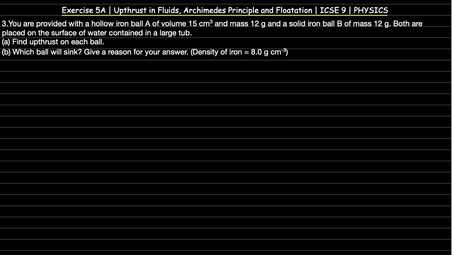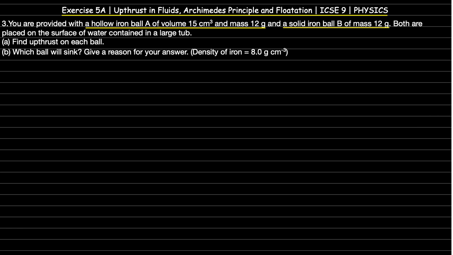Starting with the third question. You are provided with a hollow ball. So there's a hollow iron ball actually, A of volume 15 centimeter cube and mass 12 grams. And a solid ball, iron ball again, B of mass 12 grams.